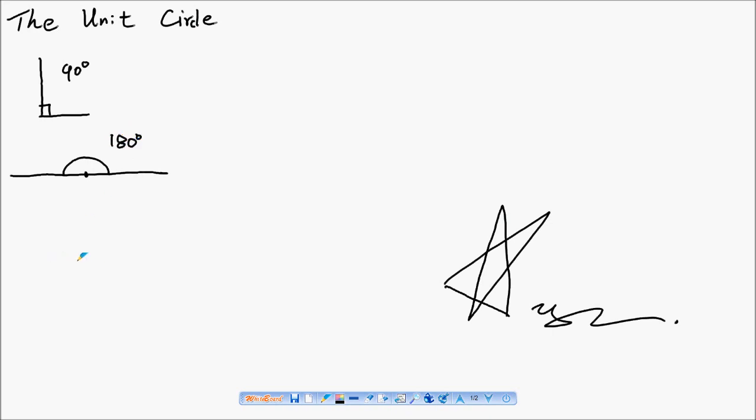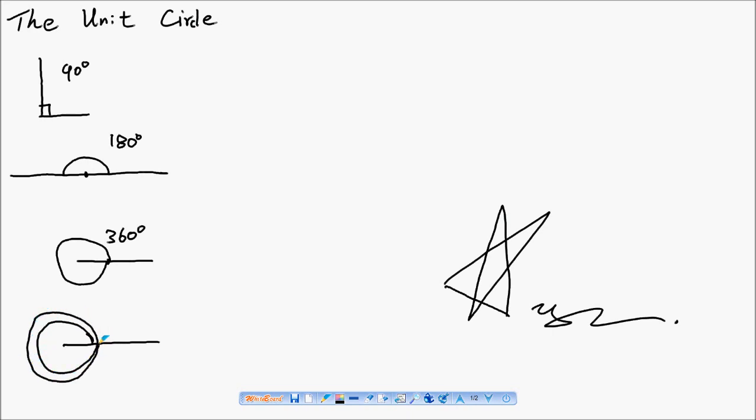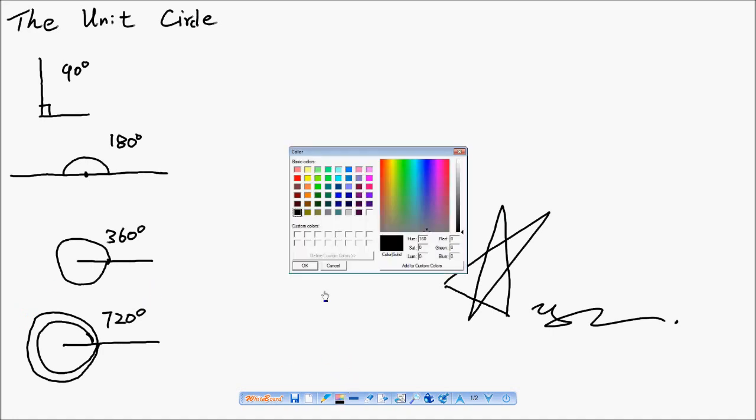And perhaps in year 10, we learned how to label 360 degrees, which is a circle. If I have an angle that goes around the circle twice, which is 720 degrees, this is not the correct way to label it.